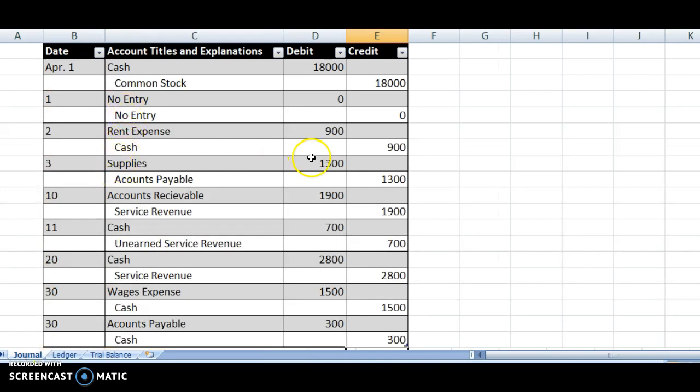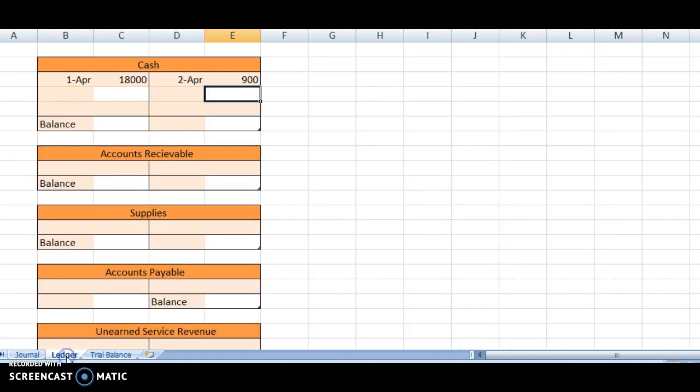Next, we have supplies being debited and accounts payable being credited $1,300. So supplies go first. That happened on April 3rd. $1,300. And then accounts payable credited $1,300. And just to save time, I'm just going to fill in the rest of them.